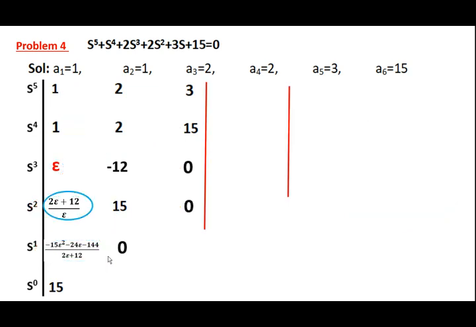So first consider the first term, 2 epsilon plus 12 divided by epsilon. Apply the limits. While applying the limits, substitute epsilon equal to 0. If you substitute epsilon equal to 0, you will get 0 plus 12 divided by 0, that is infinity. So the first element of the s^2 row is infinity, that is positive infinity. So the sign of that parameter is plus. So this is positive.